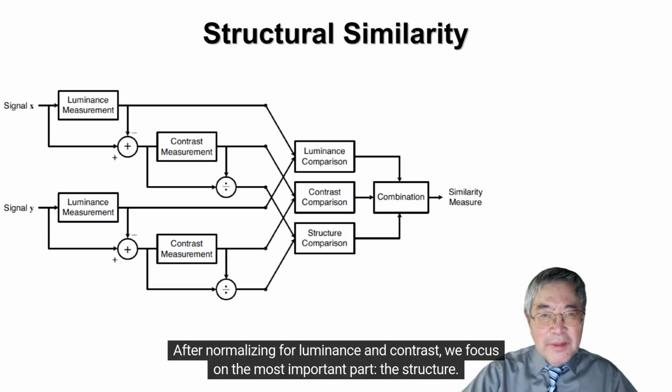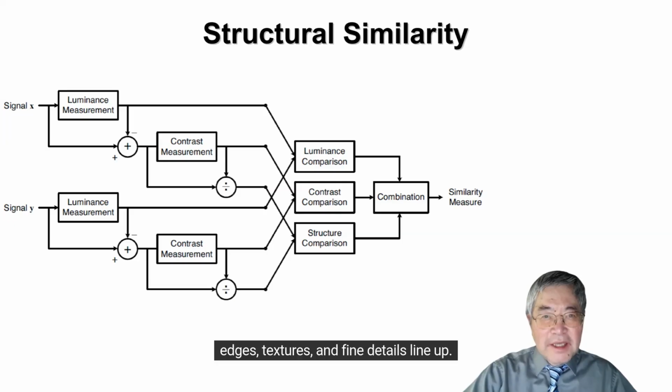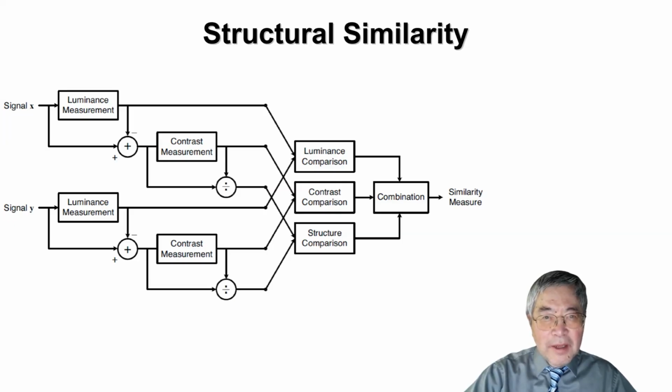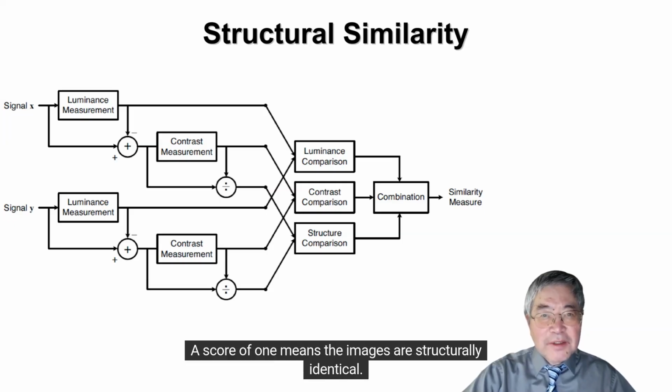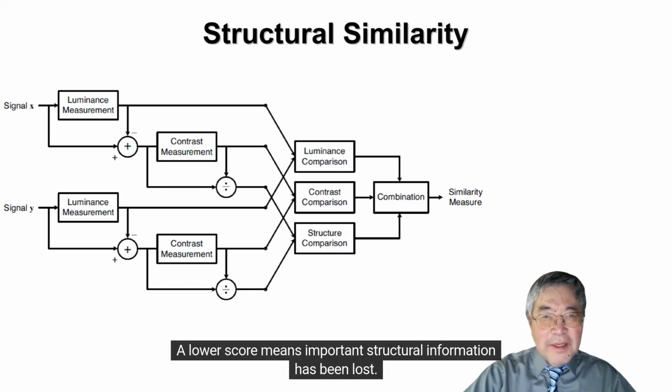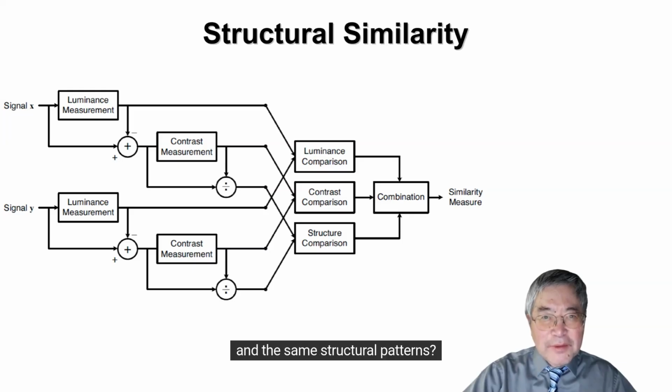After normalizing for luminance and contrast, we focus on the most important part, the structure. This step captures how patterns of pixels in one image relate to patterns in the other, whether the edges, textures, and fine details line up. Finally, SSIM combines all three comparisons, luminance, contrast, and structure, into a single value between 0 and 1. A score of 1 means the images are structurally identical. A lower score means important structural information has been lost. So in summary, SSIM works by checking three things. Do the images have the same brightness, the same contrast, and the same structural patterns? When all three align, we say the images are very similar.